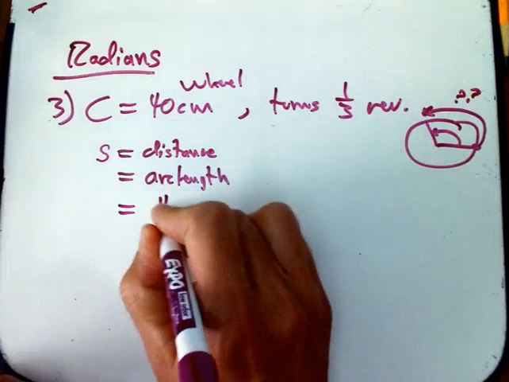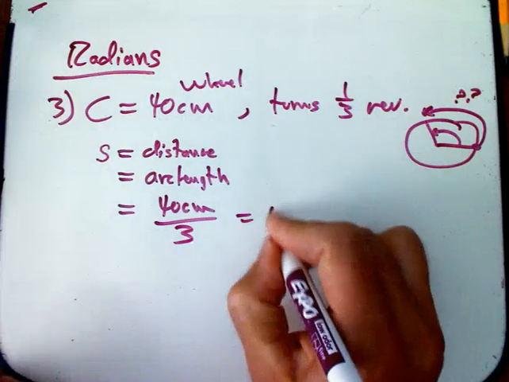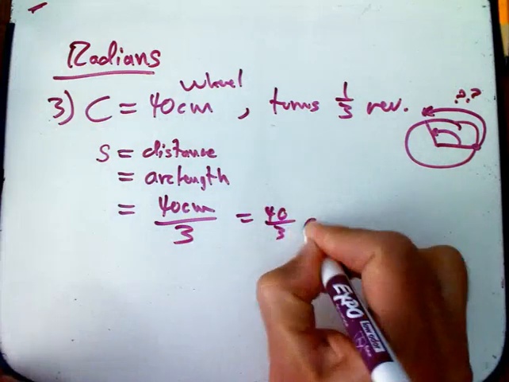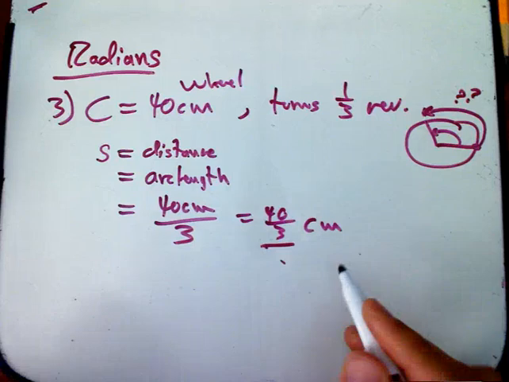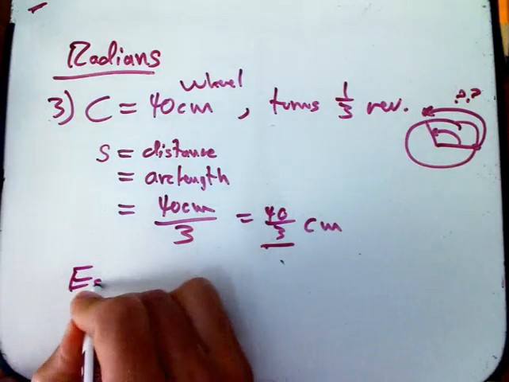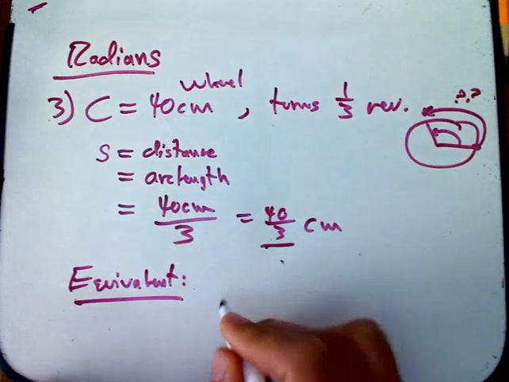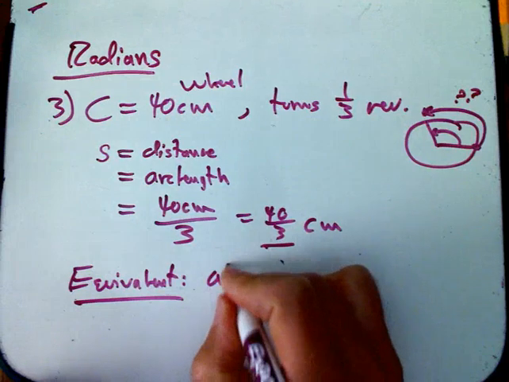And hopefully it's pretty clear that that's just going to be 1/3. Or you might want to separate out the units. Okay, 40/3 centimeters. And it's exactly equivalent. I'm not going to redo it like I did before. It's exactly equivalent to say I ate 1/3 of a pizza.